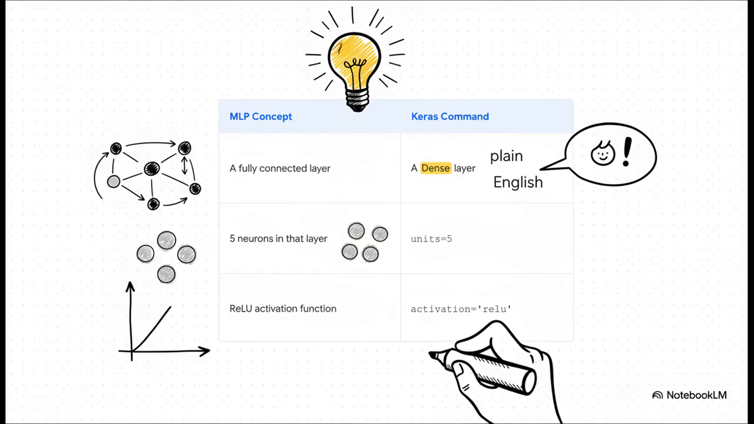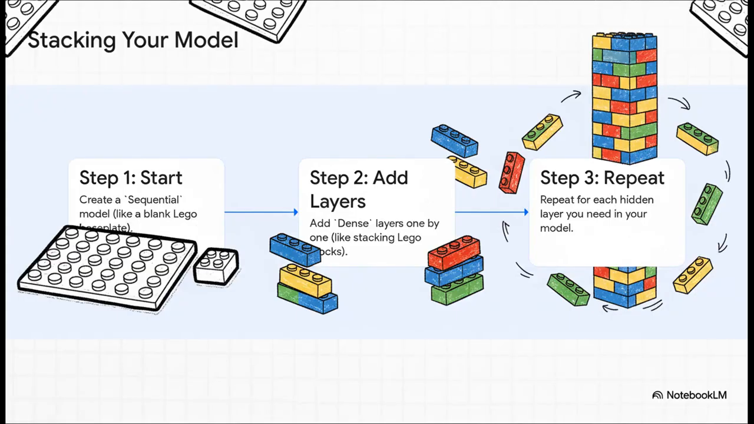Look at how a complicated idea from a textbook translates directly into a simple command. That fully connected layer from the theory, in Keras, you just call that a dense layer. You need 5 neurons in that layer, you just write units equals 5. You want to use that really popular activation function? Just type activation equals ReLU. It's basically plain English. So building the actual structure of your AI model is, I'm not kidding, a 3-step process.